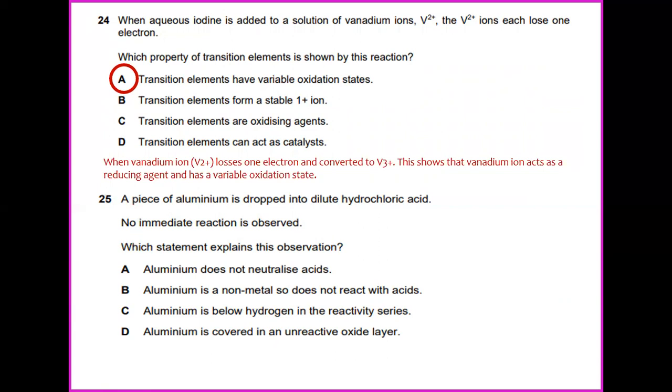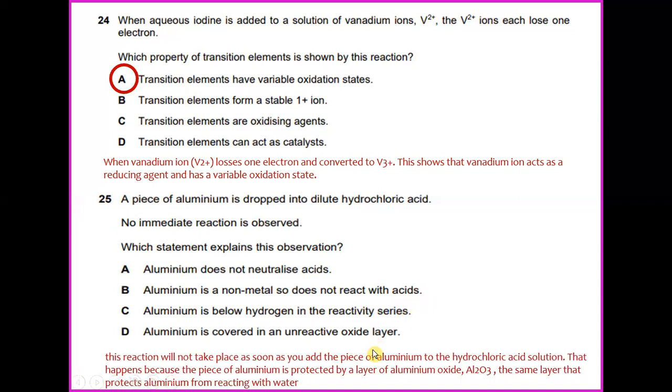A piece of aluminium is dropped into dilute hydrochloric acid. No immediate reaction is observed. Which statement explains this observation? The reaction will not take place as soon as you add the piece of aluminium to the hydrochloric acid solution. That happened because the piece of aluminium is protected by a layer of aluminium oxide, Al2O3, the same layer that protects aluminium from reacting with water. So the answer would be aluminium is covered in an unreactive oxide layer. So the answer would be D.